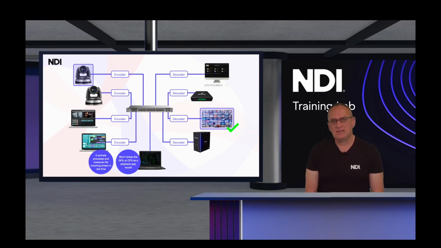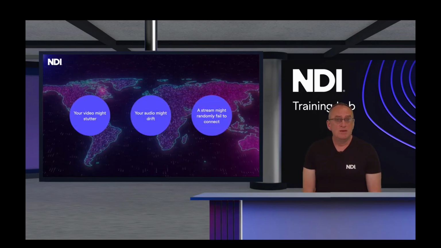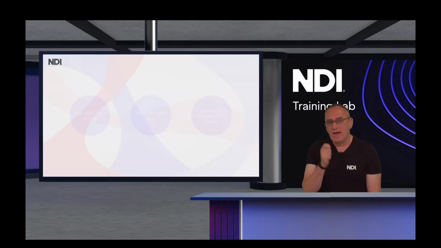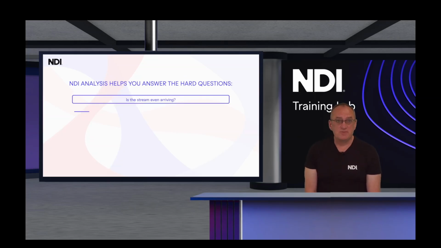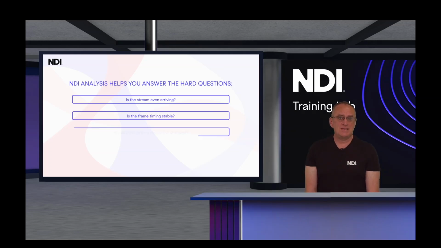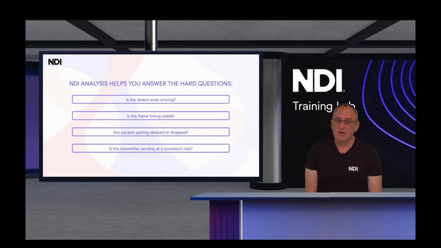So why would we use it? Well, because in the world of NDI, everything might look fine until it doesn't. Your video might stutter, your audio might drift, a stream might randomly fail to connect, and when that happens, NDI analysis helps you to answer the hard questions. Is the stream even arriving? Is the frame timing stable? Are packets getting delayed or even dropped? And is the transmitter sending at a consistent rate? This tool is a must-have if you're building an NDI-based production environment or troubleshooting a difficult-to-understand problem.